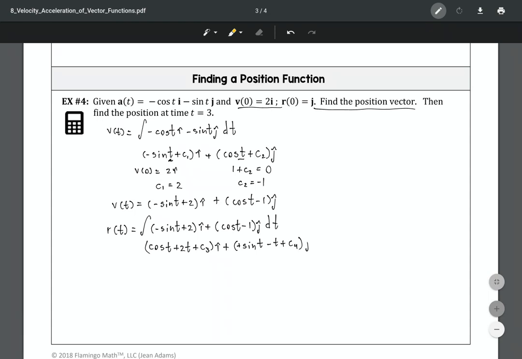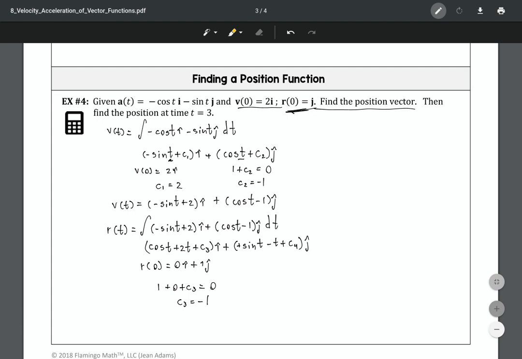Basically I'm doing the same thing as on the last one. So r of 0, I'm going to write it like this time, I'm going to call this 0i to avoid confusion, plus 1j. That's basically what they said here. If I plug in a 0 into the i component, I have cosine of 0, which is 1, 2 times t is 0, plus c3 is going to be equal to 0 for i. So therefore c3 is going to be equal to negative 1.